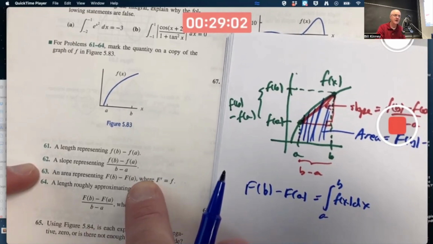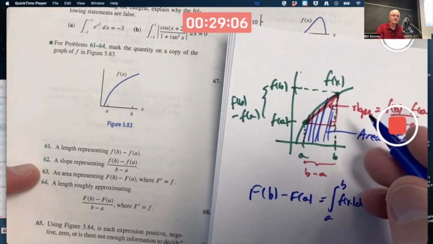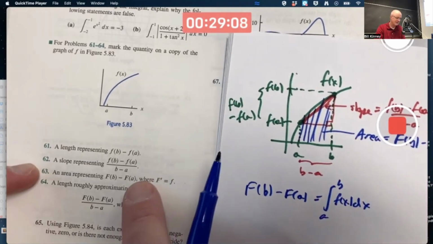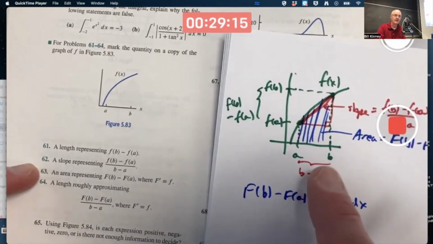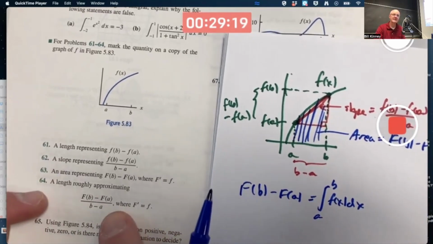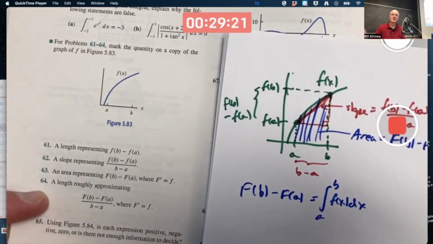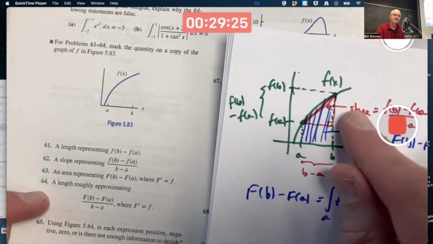It all depends on what these functions represent. This is the graph of little f, not capital F. Yes, this difference could represent a length on a vertical axis if I was graphing capital F, but I'm not graphing capital F. I'm graphing little f, its derivative. Yes, this would represent a slope of a secant line if I drew the graph of capital F, but that's not what I have. I have the graph of little f.